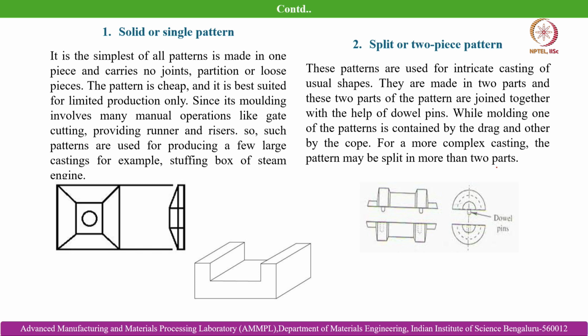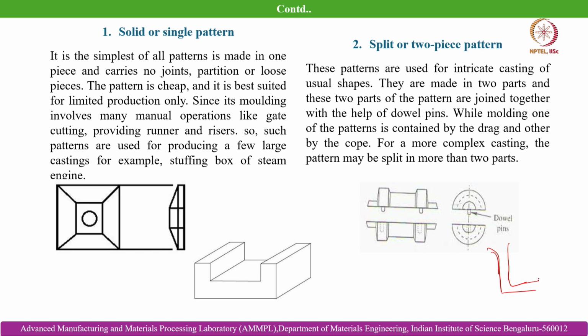Since its molding involves many manual operations like gate cutting, providing runner and riser, such patterns are used for producing a few large castings, for example, the stuffing box of a steam engine. The difficulty in the case of a single piece pattern is that we are only getting the mold cavity out of the pattern.